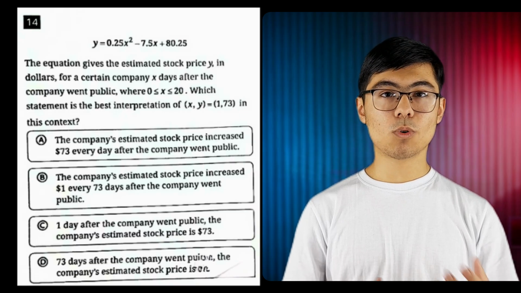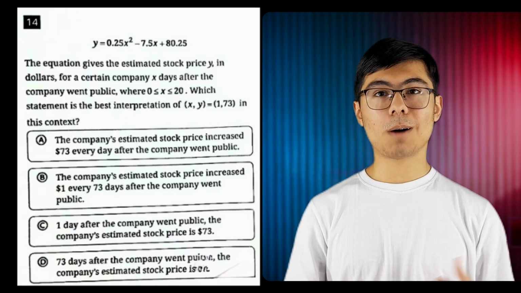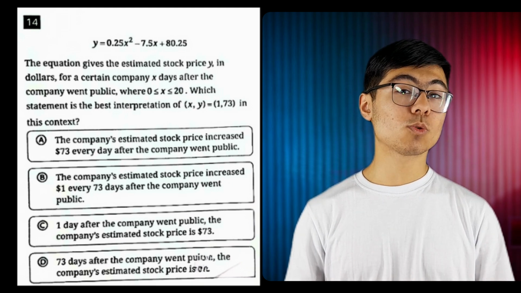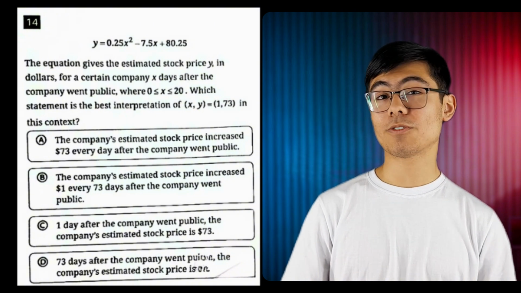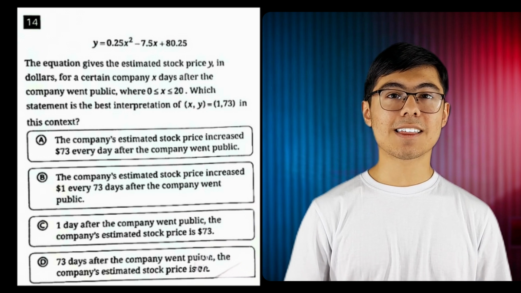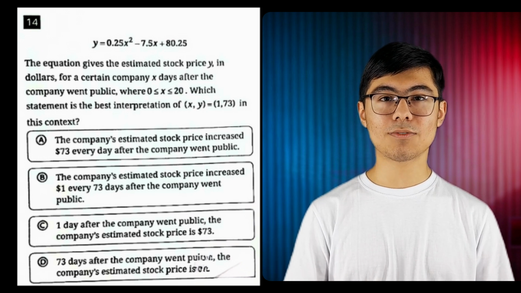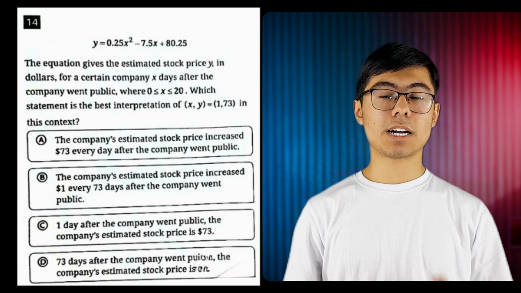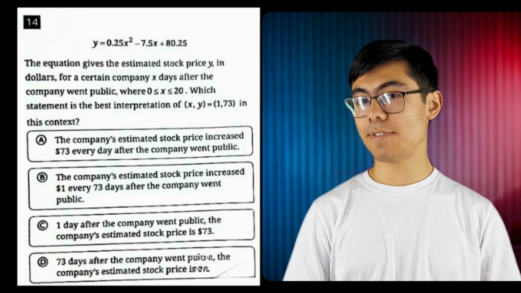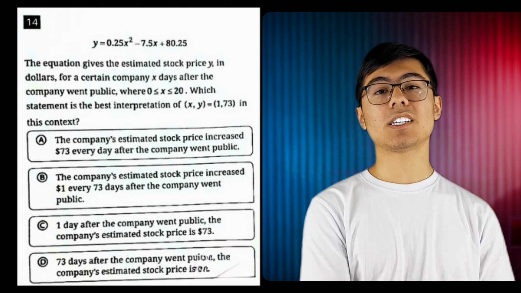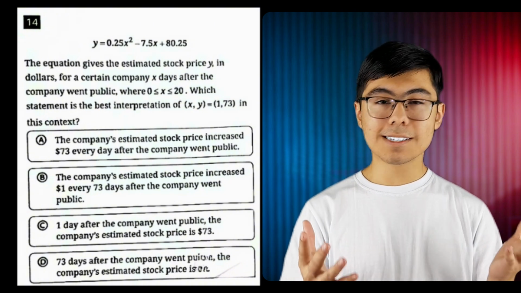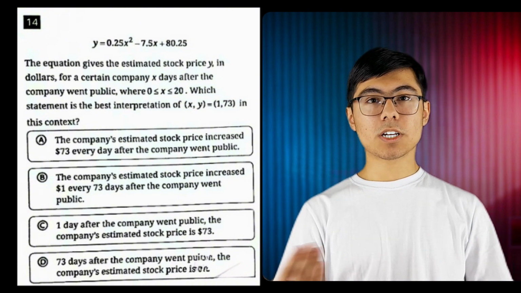This isn't just a boring standard equation problem. Most students see the quadratic equation y equals 0.25x squared minus 7.5x plus 40.25 and instantly think that they need to memorize a bunch of formulas. The key here is understanding the point (1, 73), and that they represent the values on the graph. When x equals 1, the stock price is $73. Boom, it's that simple. Now let's break the options down.